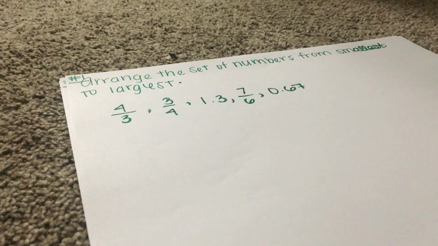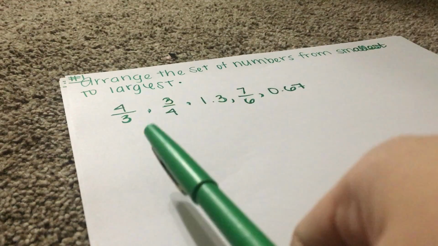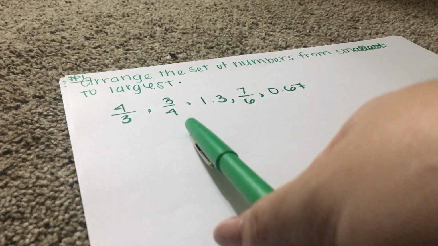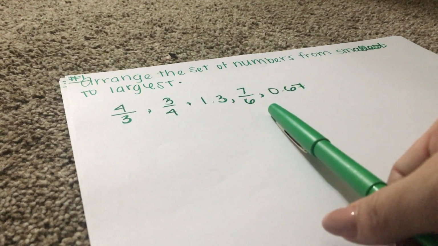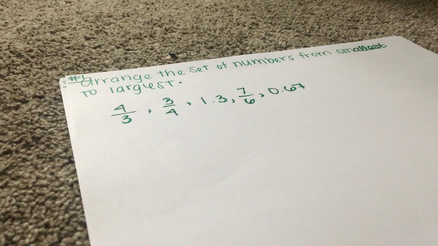Today I'll be showing you our mini math lesson. To begin, we're going to solve number 1, and it states arrange the set of numbers from smallest to largest. As you can see, we're given the numbers 4/3, 3/4, 1.3, 7/6, and 0.67.